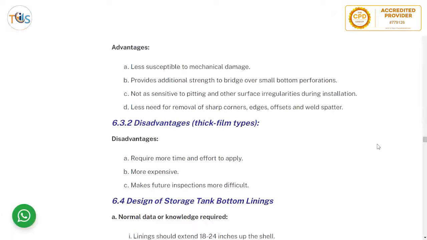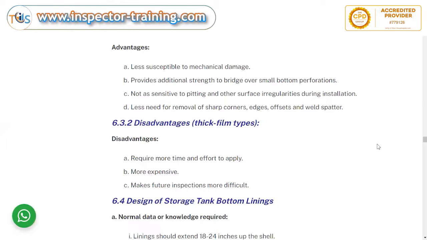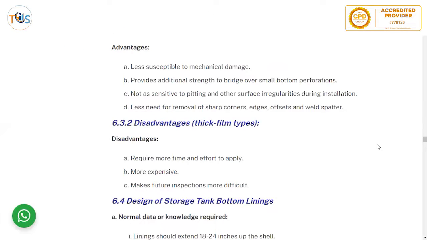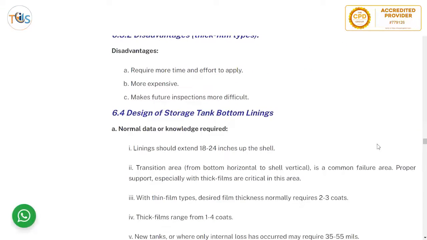Advantages of thick film are: less susceptible to mechanical damage, provides additional strength to bridge over small bottom perforations, not as sensitive to pitting and other surface irregularities during installation, less need for removal of sharp corners, edges, offsets, and weld spatter. Disadvantages of thick film types are: require more time and effort to apply, more expensive, makes future inspections more difficult.